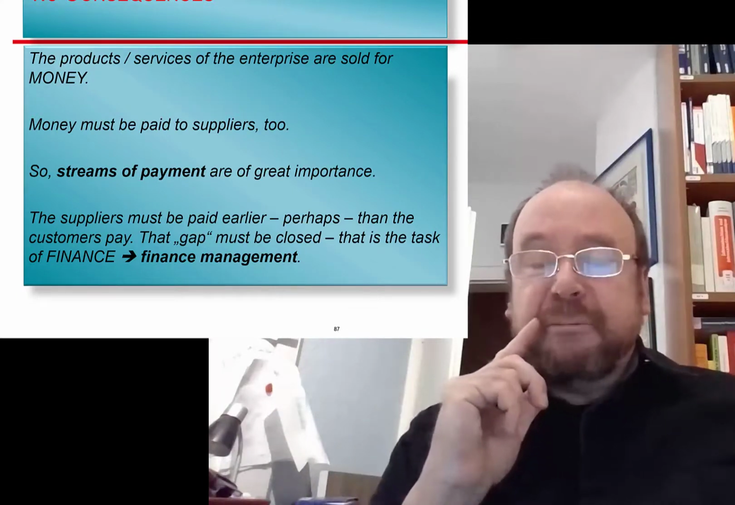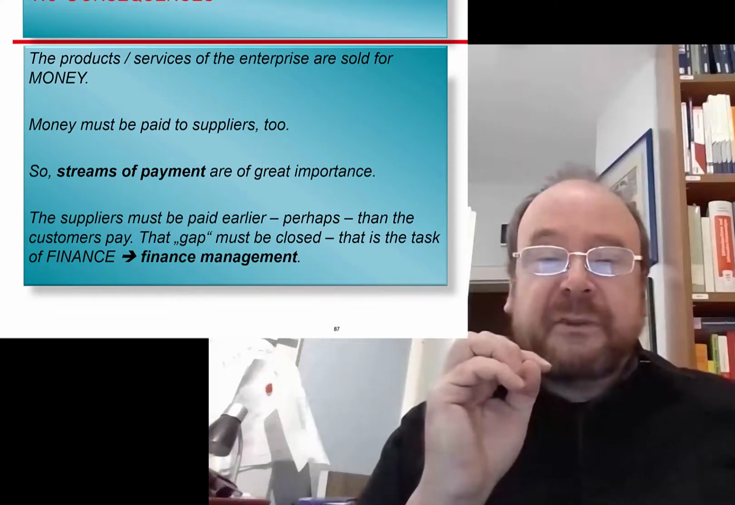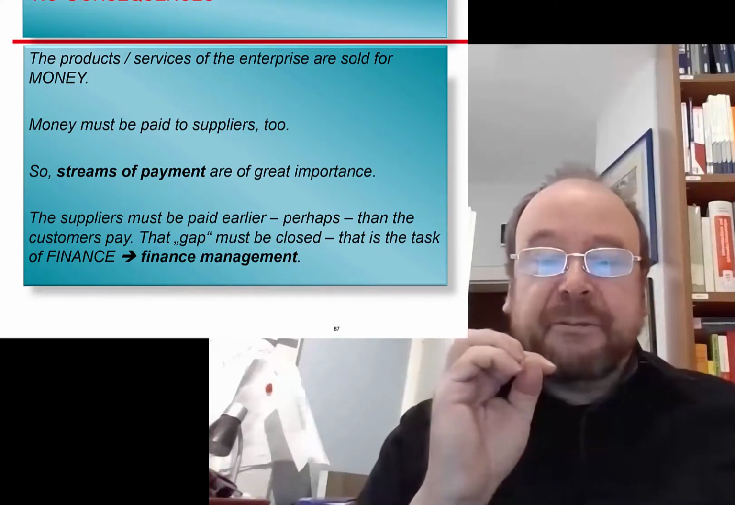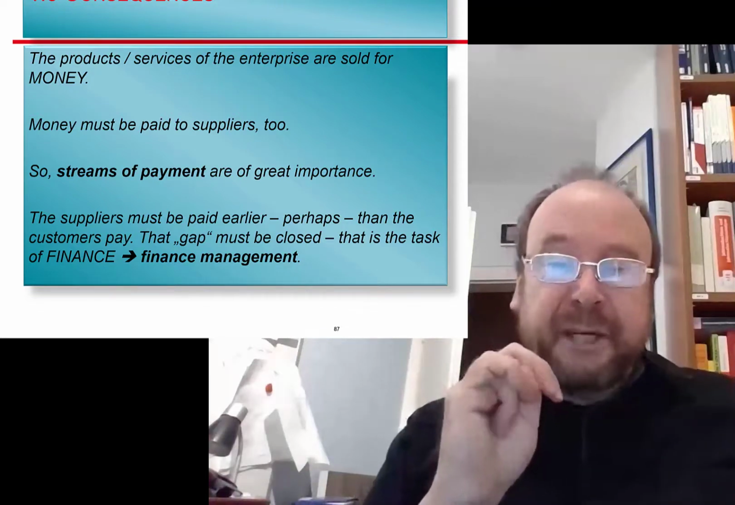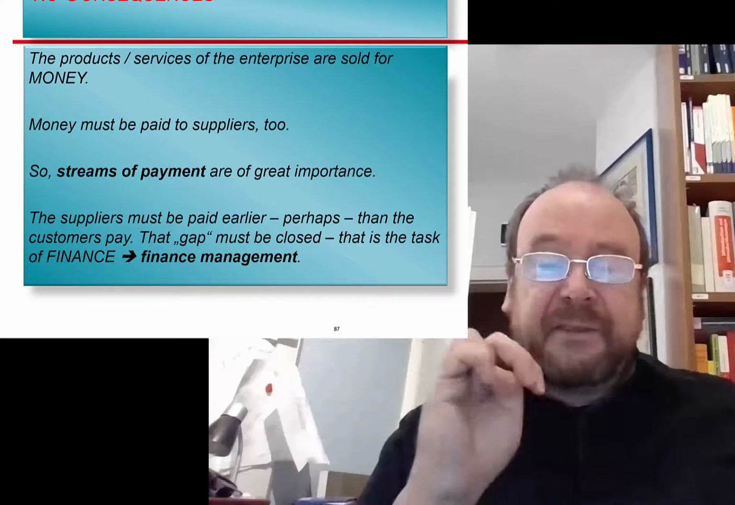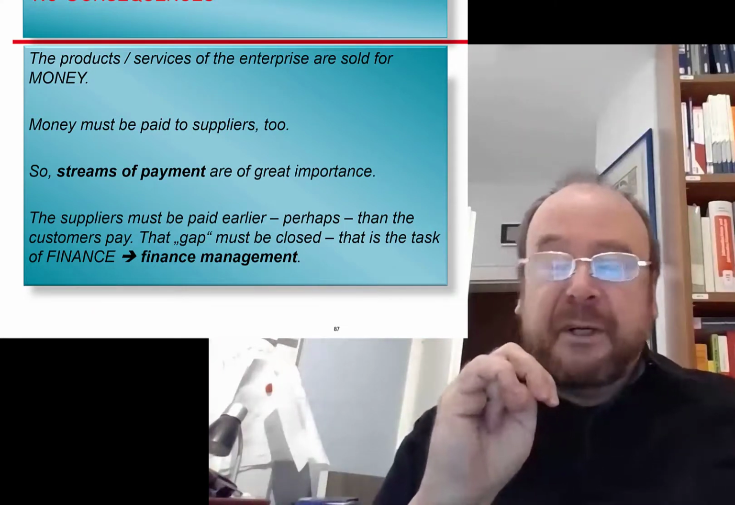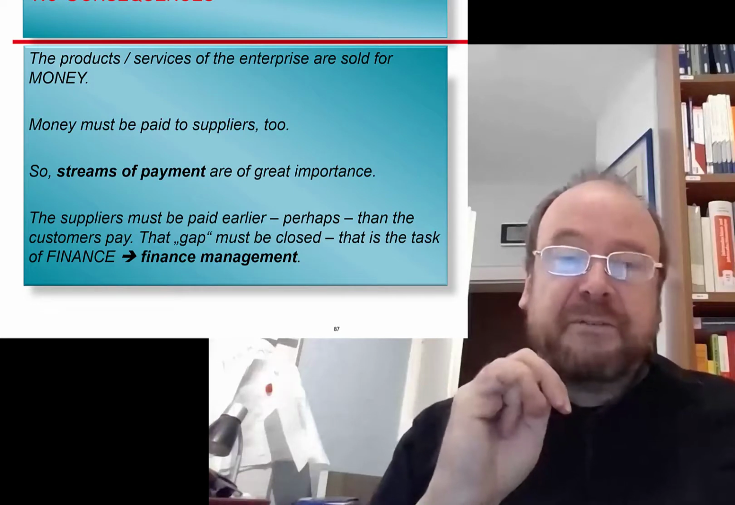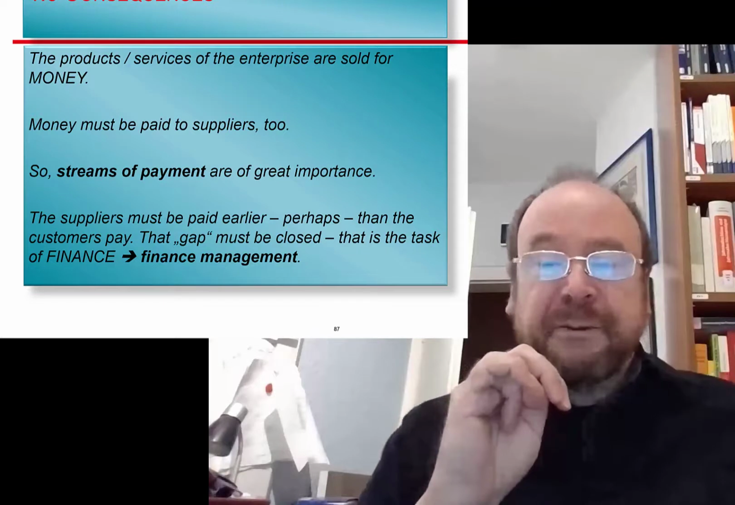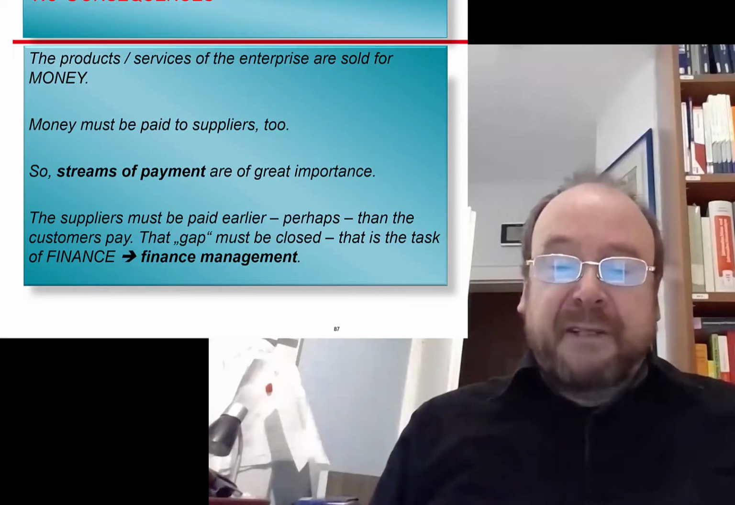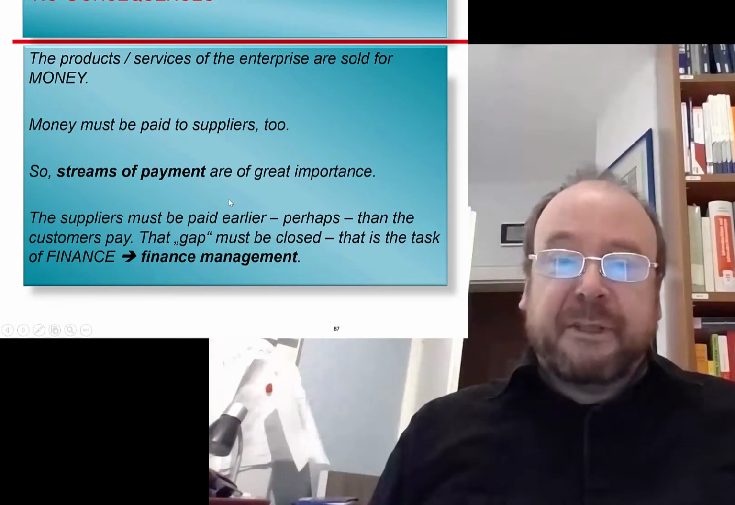You must have money to pay your suppliers, your employees. You also have to get that money from your customers. And the suppliers usually must be paid earlier than your customers. You get your money from your customers. So there is a time gap between the payments which you have to make for your raw materials and the payments which you get for your products. That gap must be managed and closed, and so you need a finance management, naturally.